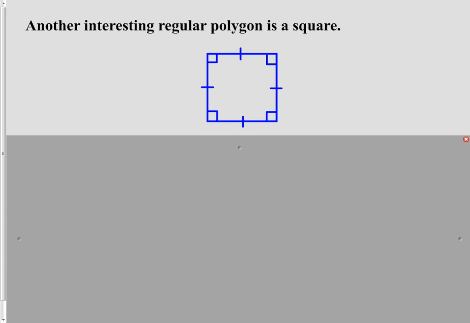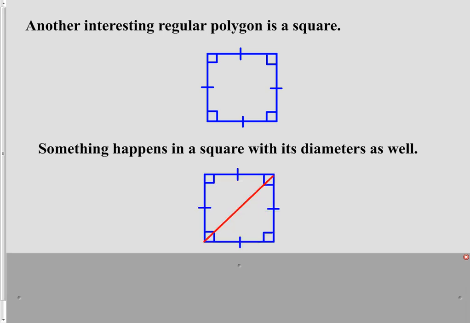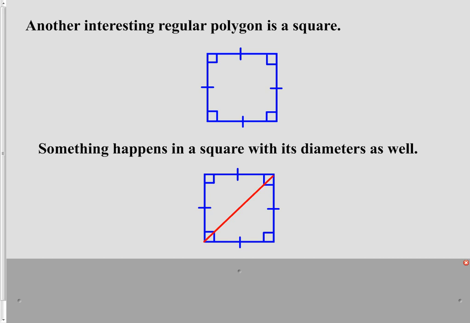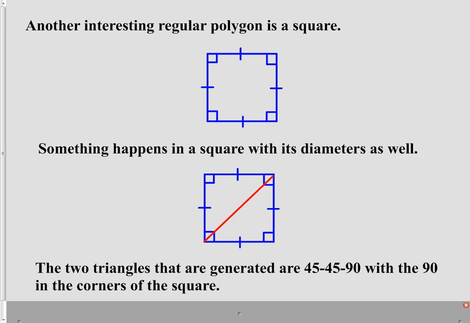Okay, so we're going to start off with the basics, our friend the square. And once again, something happens in a square when you start to draw his diameters in place. So we're going to start off with one diameter. Now obviously all of the angles in a square are 90s, but when you draw in the diameter, please notice that the diameter has split two of the 90-degree angles. As it turns out, it has bisected those angles, and as such, we end up with two 45, 45, 90 triangles inside of our square.